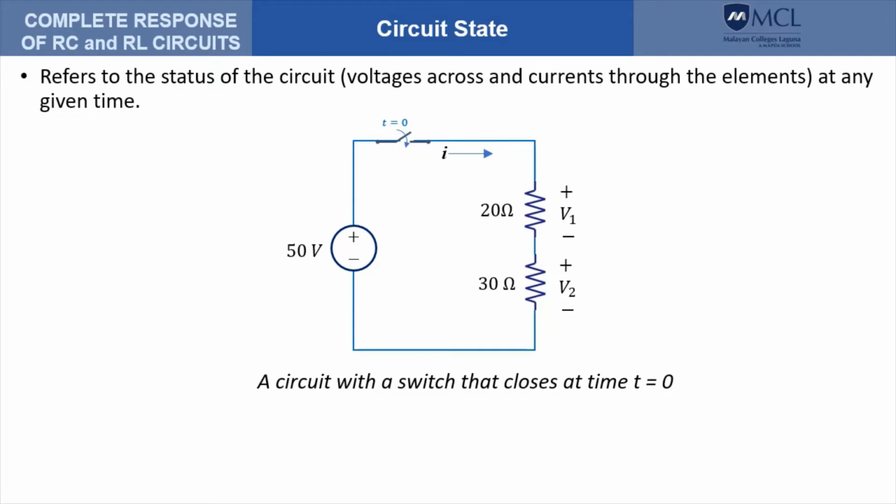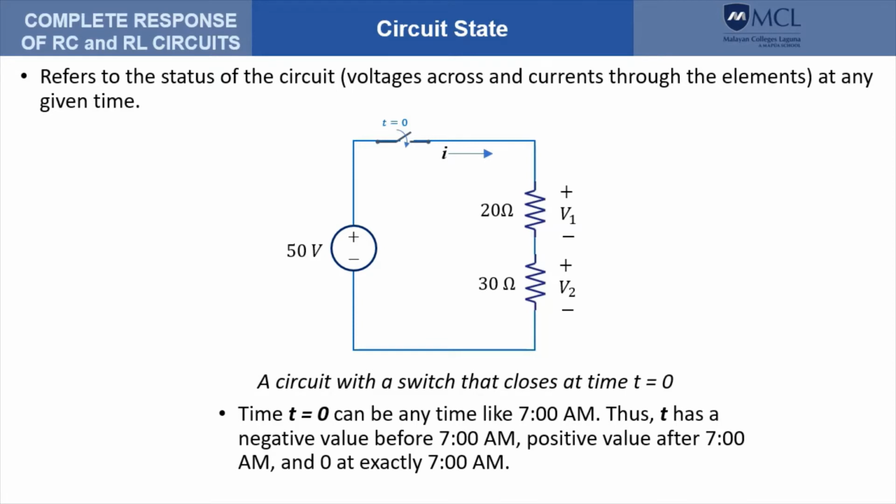Here we have a simple circuit where a switch closes at t equals 0. Prior to the closure of the switch, the state of the circuit is that the current is 0, and then at t equals 0, we introduce a voltage to the circuit. So at t equals 0, a change happens on the circuit, and that is the application of a 50-volt source to the circuit. Consequently, the state of the circuit will change because of that change, which results in a current that flows through the resistive elements and the development of voltage across those elements.